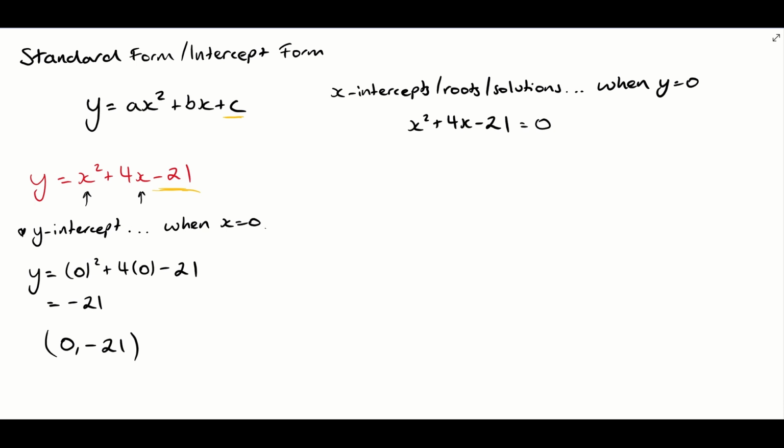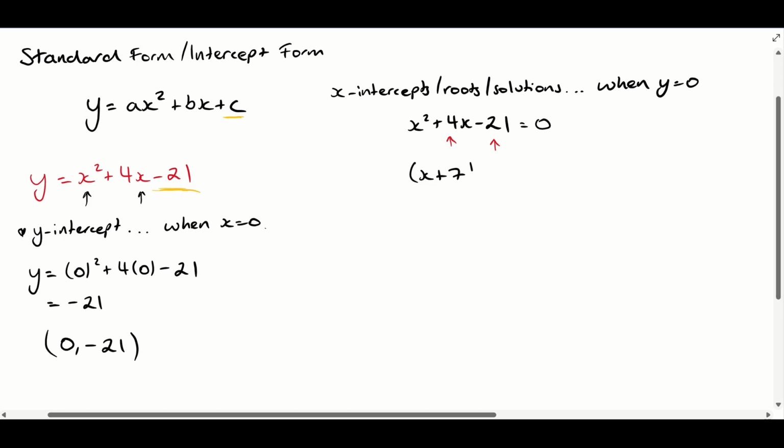Well, how could I solve this equation? This is something that we've been doing for a while now. We can factorize this. We look for two numbers that multiply to give us minus 21 and add to give us positive 4. So it'll be x plus 7 and x minus 3. And from our null factor theorem, we can see that x has to be negative 7 or x is to be positive 3. So our x-intercepts would be at (negative 7, 0) or (3, 0).